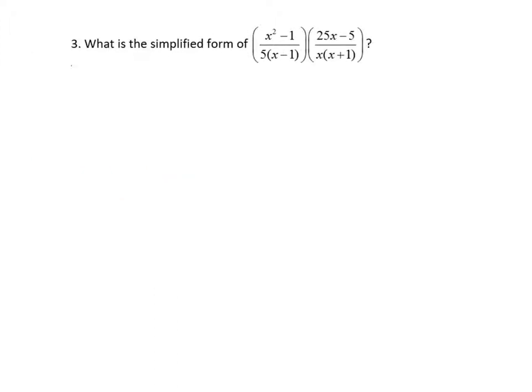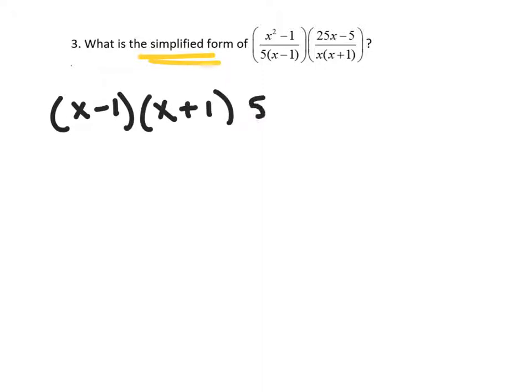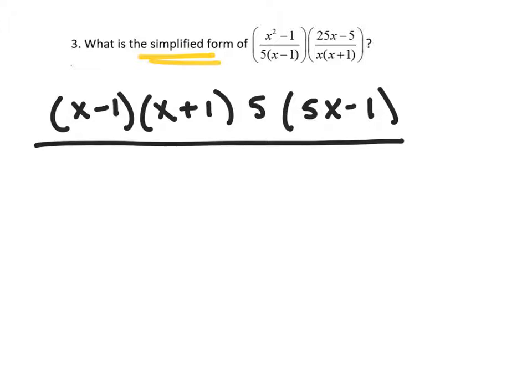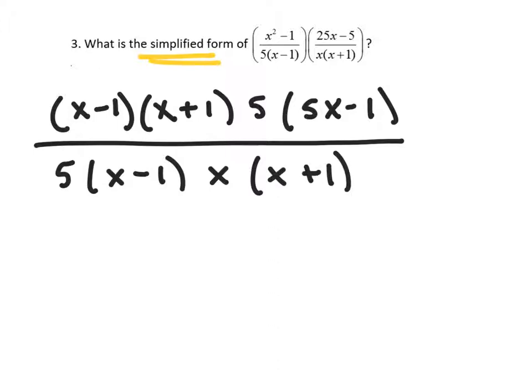To answer this one, we do a similar thing. Again, simplifying typically just means factoring and then reducing out common items. So again, x minus 1, x plus 1. I notice I can take a 5 out of the other one, which just gives me 5 times x minus 1. All of that is on the top. Down on the bottom I get 5 times x minus 1 and x plus 1. Those were already all factored.